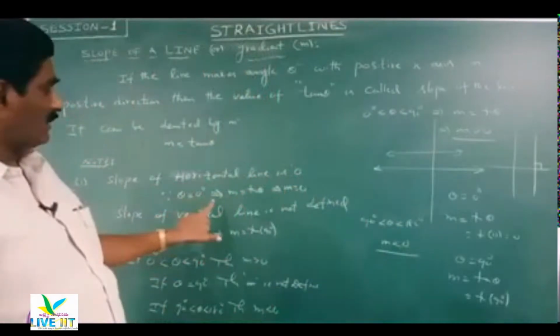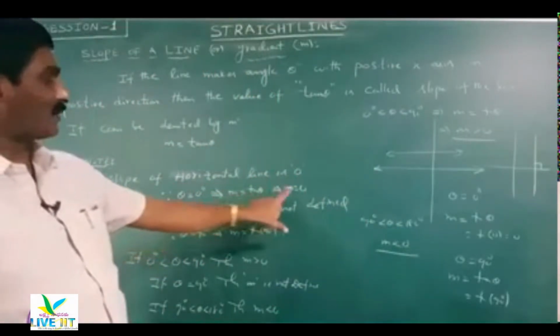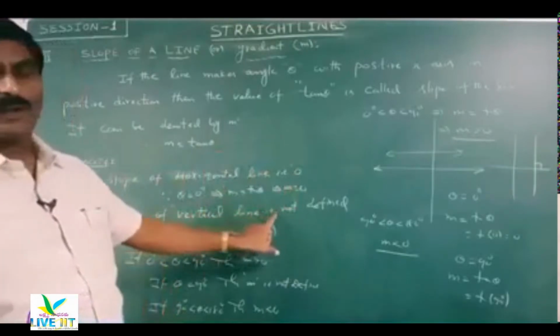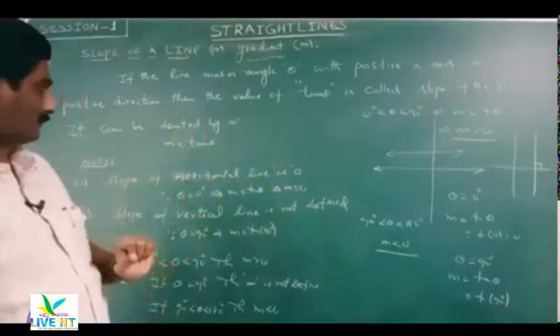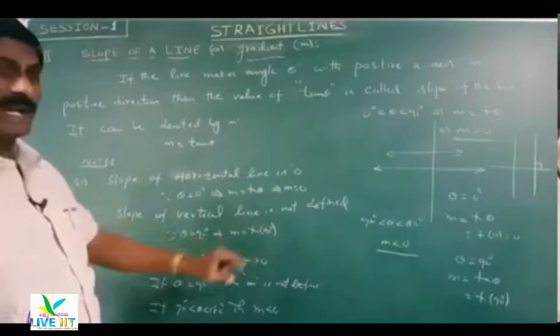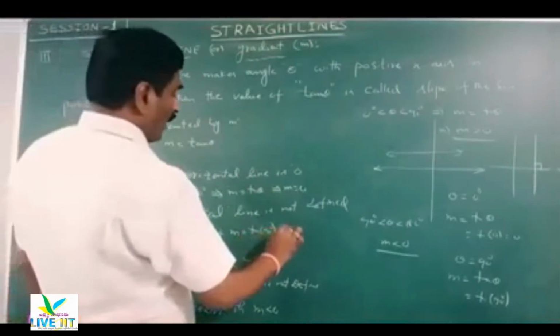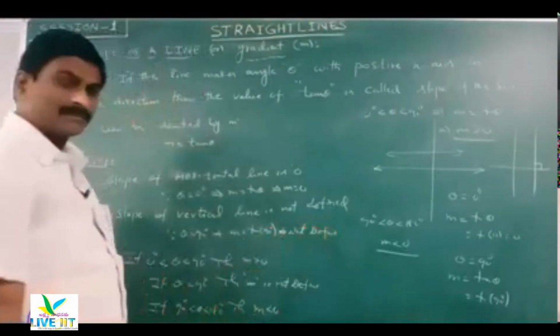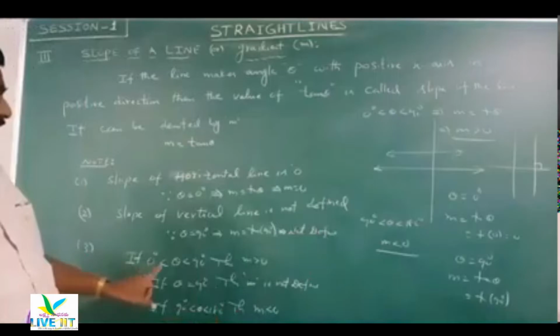Since theta is equal to 0 degrees, that implies m is equal to tan theta, and tan 0 is 0. Next, the slope of a vertical line is not defined. Since theta is equal to 90 degrees, the angle of inclination is 90, so m is equal to tan 90, which means not defined or infinite. Not defined. Okay.